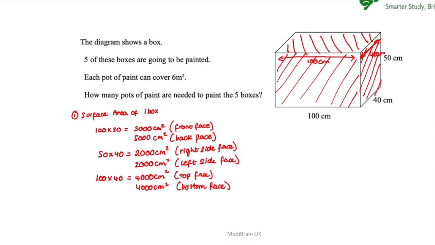Now we're just going to add them all together. 5,000 add 5,000 is 10,000. 10,000 add 2,000 is 12,000. 12,000 add 2,000 is 14,000. 14,000 add 8,000 is 22,000. So it's going to be 22,000 centimeters squared as the total surface area. Okay, so that's for one box. So for one box to be painted, it needs an area of 22,000 centimeters squared.